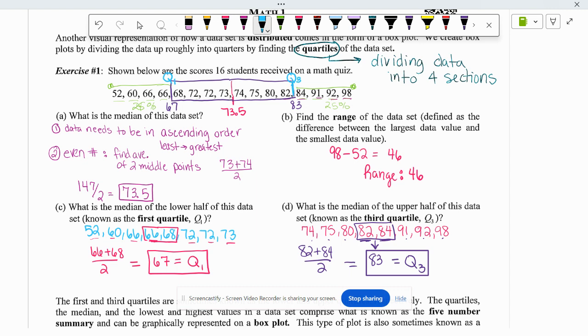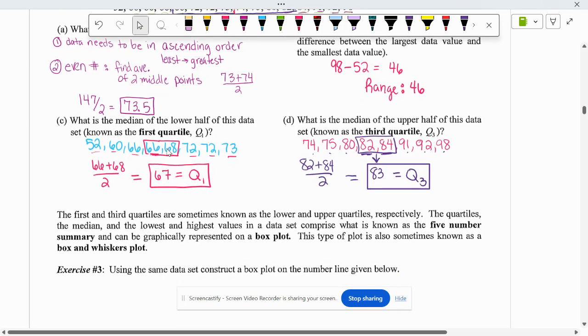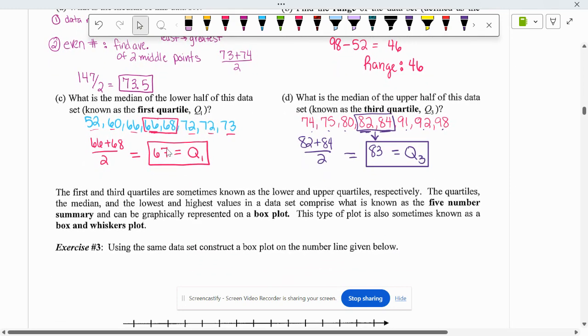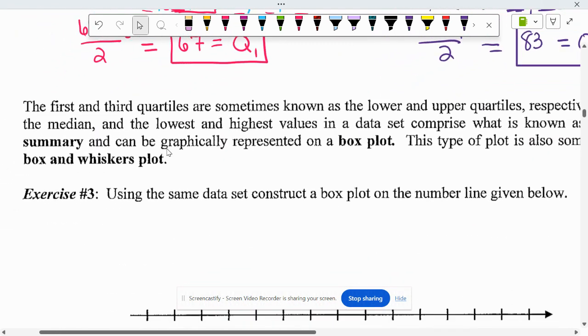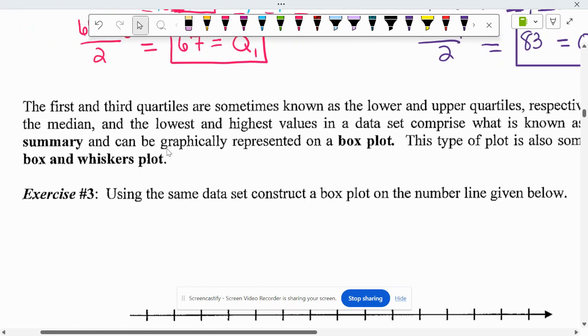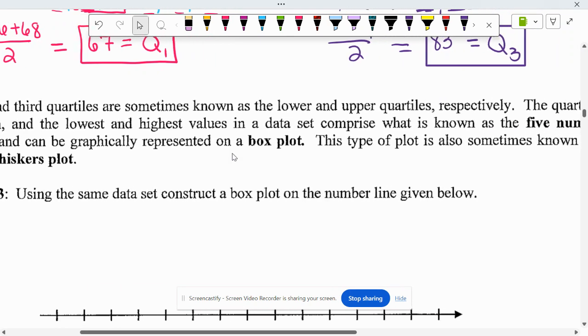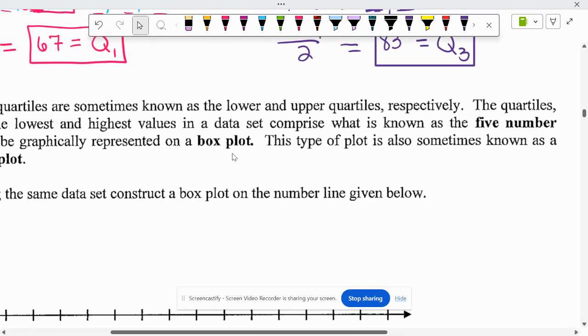Okay. All right. So for the rest of it, I'll allow us to use a calculator, but I do think that we might have to be able to do the median without a calculator. Okay. So the first and third quartiles are sometimes known as the upper and lower quartiles. We put that on our graphing activity when we did our journal. We did upper and lower quartiles. The quartiles, the median, the lowest and the highest values, called the minimum and the maximum, in a data set comprise what we call the 5-number summary.